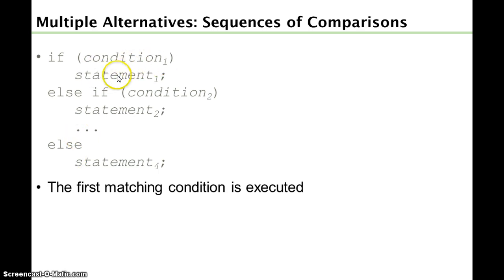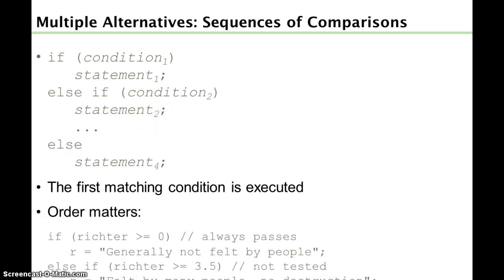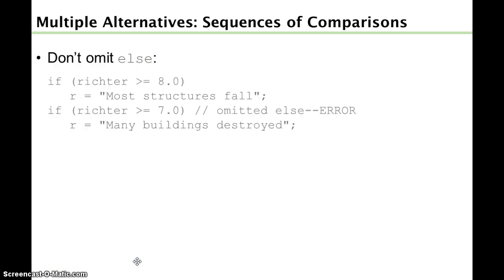So if condition 1 is true, it'll execute statement 1 and end. If the second condition is true, it'll execute statement 2 and then end, and so forth. Order does matter with your if-elseif statements, and this is called an if ladder. So if Richter is greater than or equal to 0, this is always true because Richter is going to be a positive number, so it'll always display generally not felt by people. So this will not execute correctly. So the order does matter with your if-elseif statements.